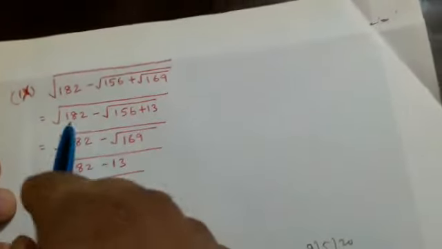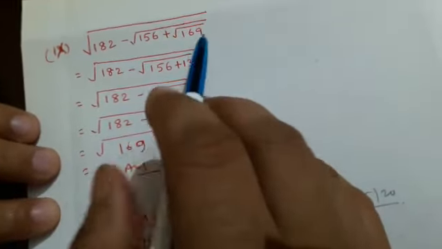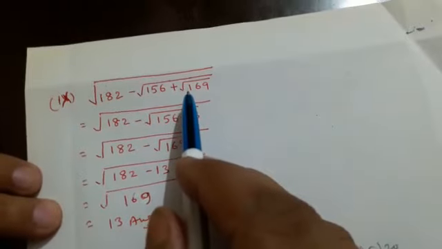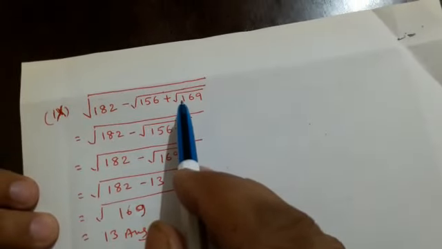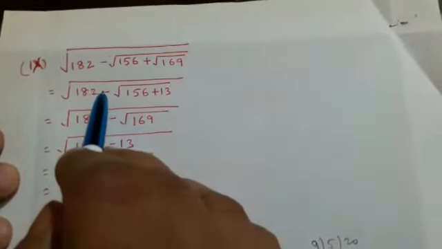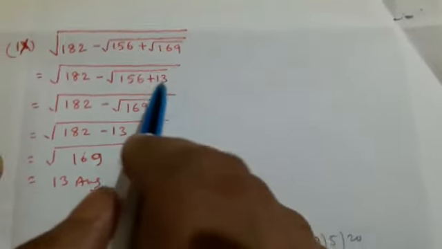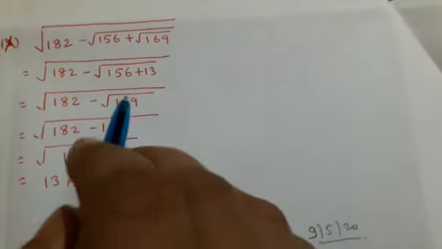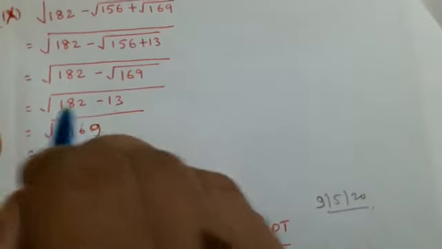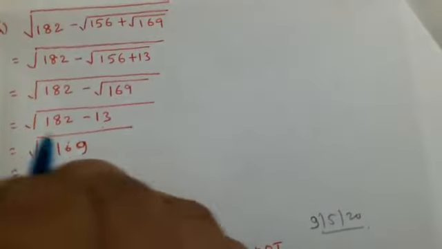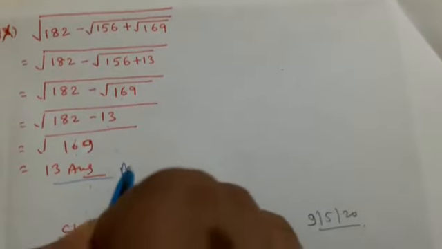Now in the next question, here it is written square root of 182 minus square root of 156 plus square root of 169, whole under root. Now here students, if this type of question is given to you, you have to start from the right hand side. The square root of 169 is equal to 13, and 156 plus 13, 182 minus root over 156 plus 13. If you add, you will get 169. Now square root of 169 is equal to 13. So 182 minus 13, that is equal to 169, and square root of 169, that is equal to 13. This will be your answer, students.